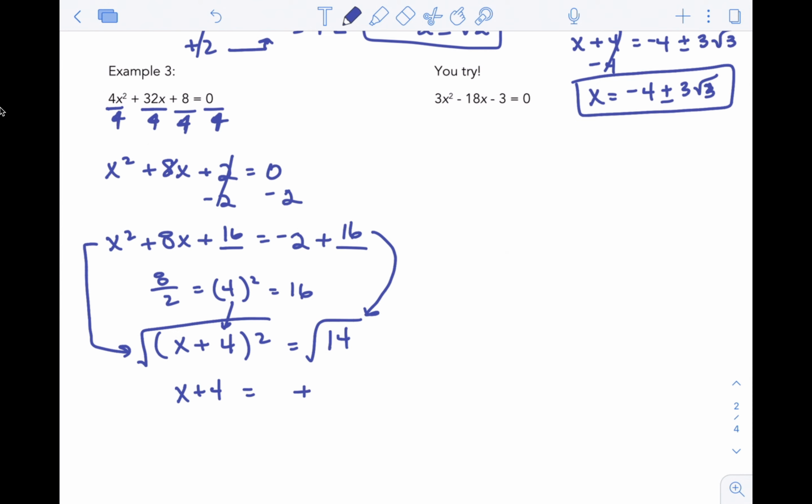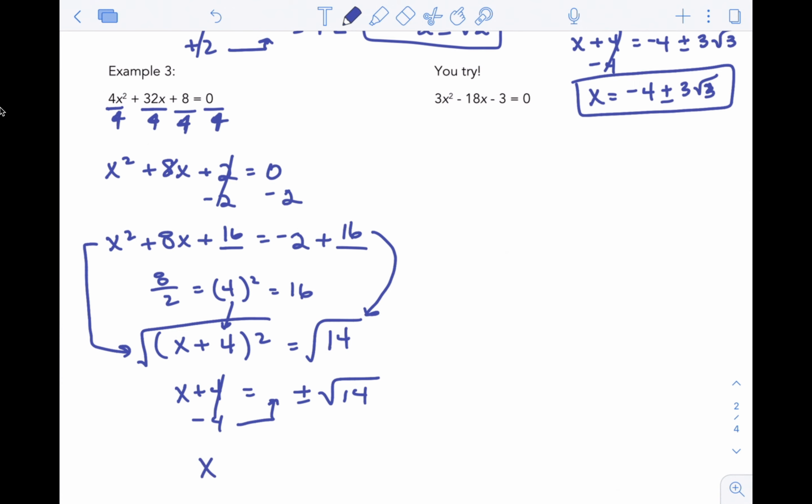X plus 4 equals plus or minus the square root of 14. Believe it or not, 14 does not reduce. 1 and 14, 2 and 7. Nothing is perfect other than invisible 1. And why would you take out invisible 1? So we leave the 14 because I can't do anything about it anyway.